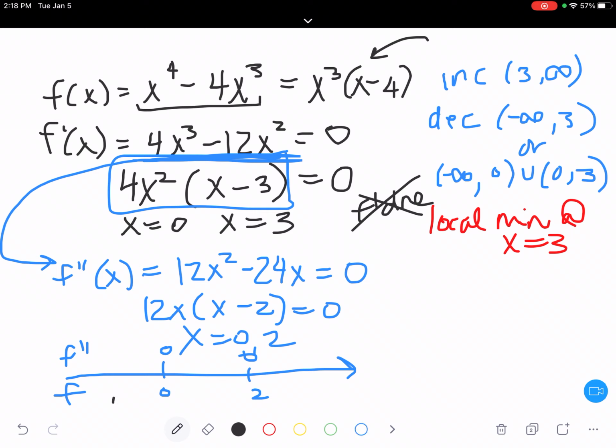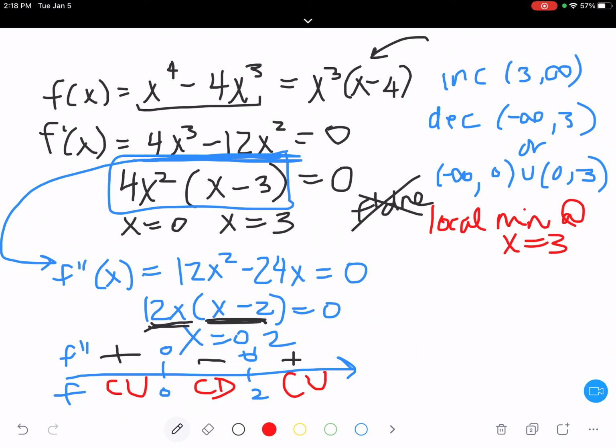If I plug in something less than 0, I'm going to do a negative times a negative, which will be positive. If I plug in something on this interval between 0 and 2, let's say 1, I'll have a positive times a negative, which is negative. If I plug something on this interval, let's say 3 or 10 or 162, I'll have a positive times a positive, which is positive. Again, I don't care about the values, I care about the signs. All right, and then the important takeaway is that when f double prime is positive, f is concave up. And when f double prime is negative, f is concave down.